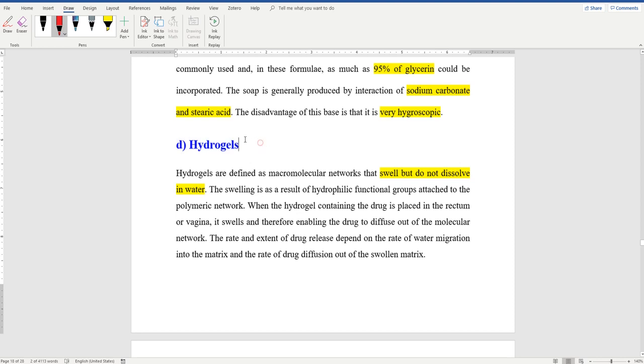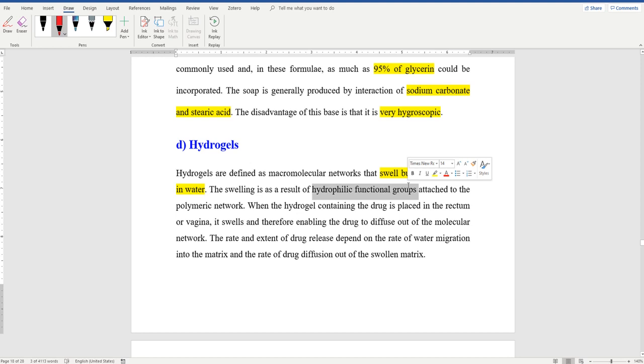Okay, D here is referred to as hydrogels. Now hydrogels actually belong to others or miscellaneous because they do not intend to dissolve. They are not water miscible or soluble. That's not the intention. What they actually do is that they swell. These are macromolecular networks of materials, can be polymers. Macromolecular means a big molecule. They swell because they absorb water, because they have some hydrophilic functional groups in their structure.